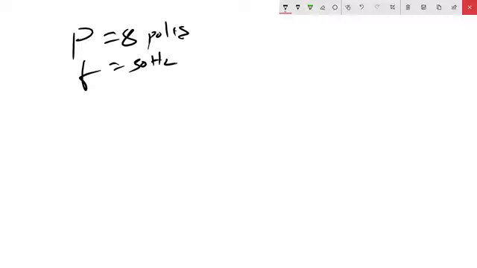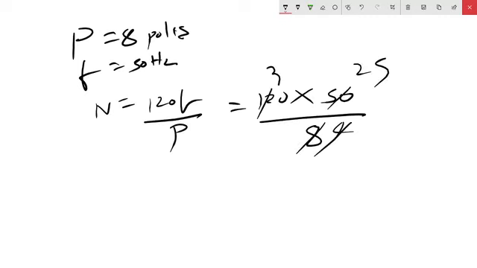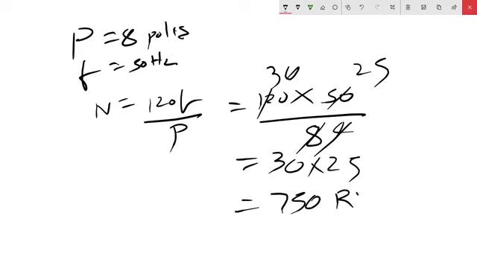They are saying the number of magnetic poles P is equal to 8 poles, and the frequency they have given is 50 Hertz. Now they are asking what is the speed of the generator, the alternator. There is a well-known formula: N is equal to 120 F by P, which is equal to 120 into 50 by 8 poles. So 2 4s are 8, 25 times 4 3s are 12, 30, 30 into 25 is equal to 750 rpm. So the answer will be 750 rpm.